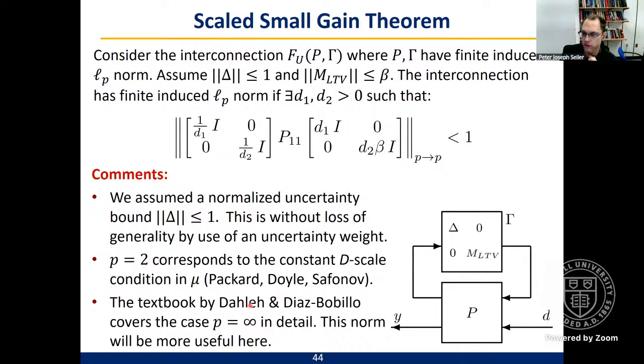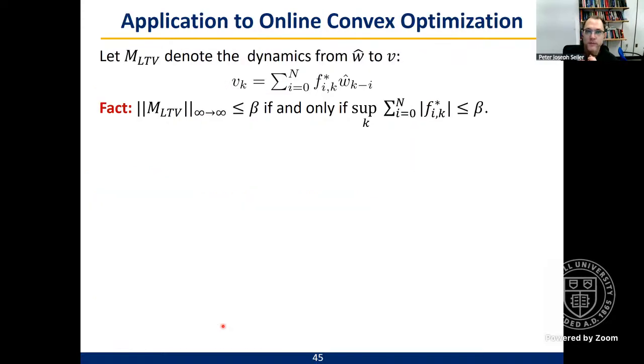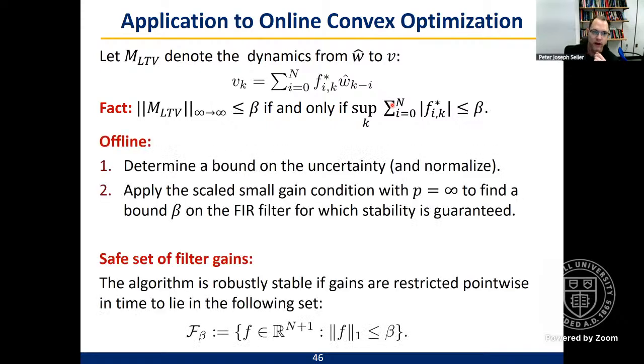This is going to be useful because when I talk about the implementation online, this will be a particularly useful norm to use. The reason the case of p equal to infinity is useful is if I can tell you what this bound should be, and I want to bound this operator as it's changing at all points in time, it turns out I can just implement that at each point in time. I can just be bounding the coefficients. Okay, that's the basic point of this fact.